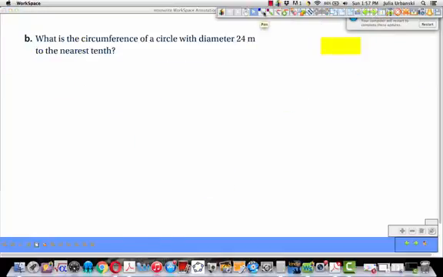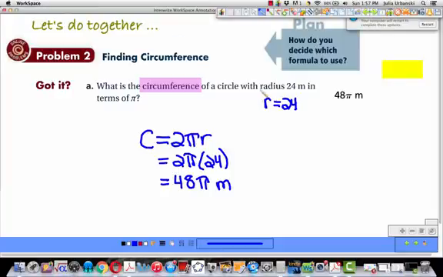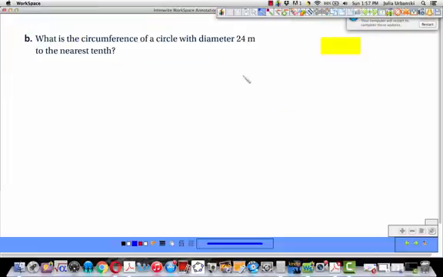So this one says, what is the circumference of a circle with diameter 24? So they changed it up a little bit. This one was radius. This one is diameter. So we have to figure out the radius from that. And I'm going to stick with the same one every time. So circumference equals 2 times pi times radius.